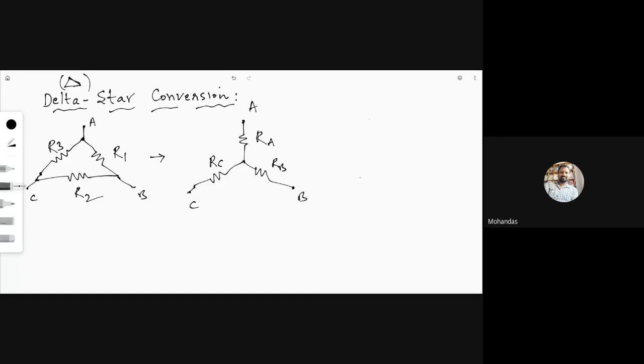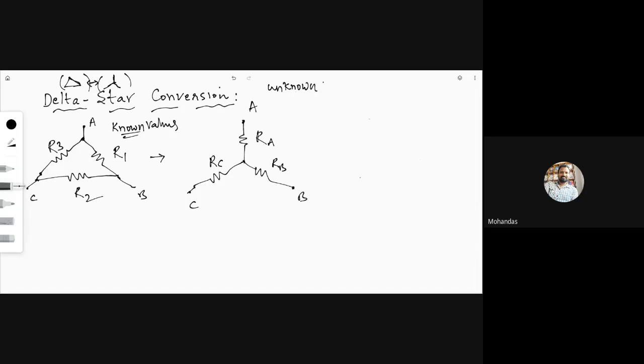Next one is star to delta conversion. So star means simply Y connection. Instead of saying star, we can say Y connection or inverted Y. This is delta to star or star to delta conversion. Now these R1, R2, R3 are the known values. By using the known values of resistance, what about the RA, RB and RC? Unknown values. You don't know the new resistor values. We are going to calculate the unknown values in terms of the known R1, R2, R3.